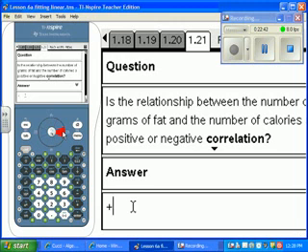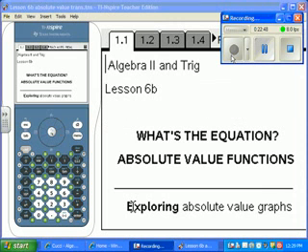Okay, that's the end of that document. When you're done with it, you're going to open up 6B, please. What we're going to talk about now is absolute value equations. You guys all know what absolute value is, right? If I asked you what the absolute value of -5 was, you tell me. If I asked you what the absolute value of 5 was, you tell me.